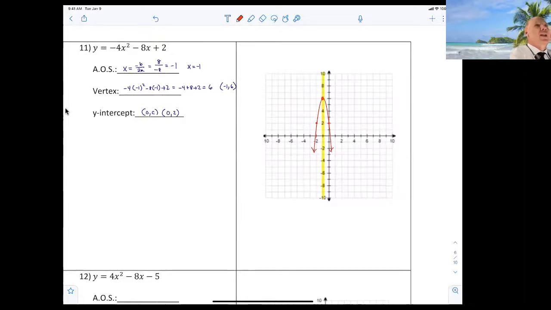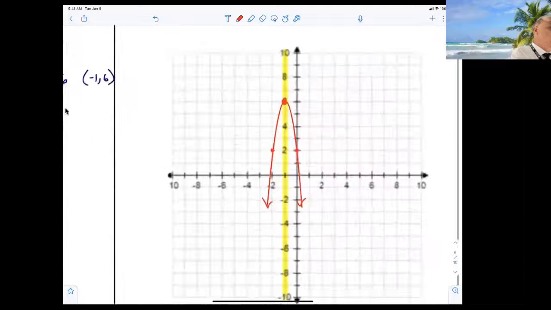Now take out your handy dandy calculator. Type in y equals negative 4x squared minus 8x plus 2 and take a look at it. Then I think you should take the calculator and calculate the vertex. Keep in mind that this vertex is a max.